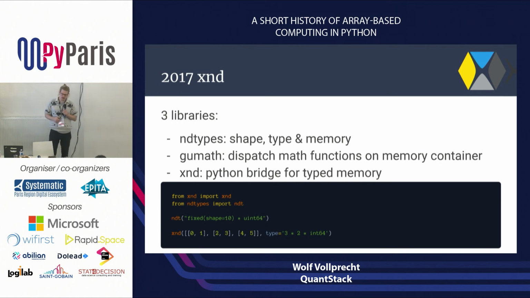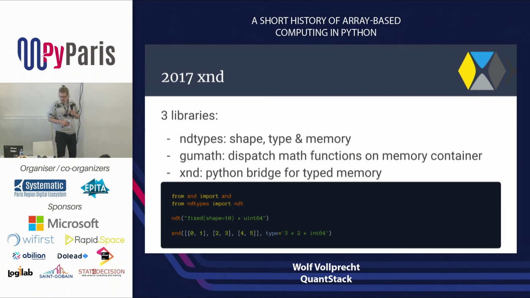And it's not just one library; it's basically three libraries. ND types, which is a shape, type, and memory abstraction library. Then GeoMath, which is responsible for dispatching math functions on memory containers. So that's basically the ufunc part of NumPy. And then we have XND, which is kind of the bridge to Python for those two other libraries.